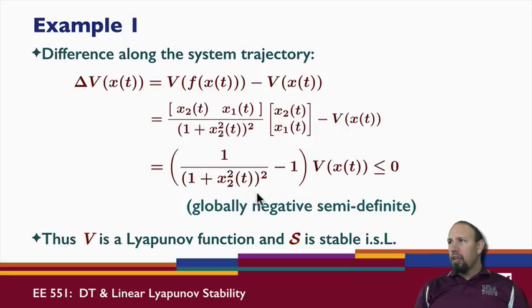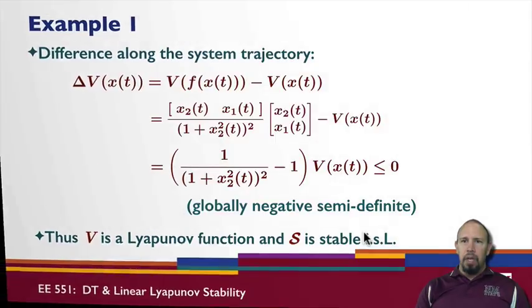If I look at this quantity here, this denominator is greater than or equal to 1 for all x. So that means this is less than or equal to 1 for all x. And so all of this is non-positive for all x. But when x2 is 0, this will be 0. So this function is globally negative semi-definite. It's not negative definite. And as a result, we only get stable in the sense of Lyapunov out of all of this.